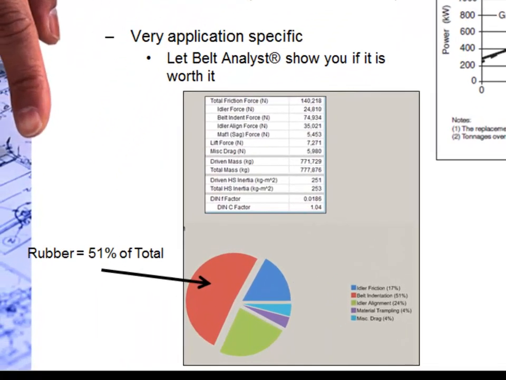But you can use Belt Analyst to help you decide whether this is worthwhile or not. For instance, not all applications it is worthwhile. If you're on an inclined, high lift belt, where most of your power is in lift, changing the rubber indentation properties may have very little effect on the overall power requirements. Whereas for a very flat, long distance belt, it may have a very significant influence on the total power. Let Belt Analyst show you. You can go to the power calculations and look at the pie chart and see exactly what percentage of the power is in rubber resistance, and you can also switch back and forth with different rubbers and see exactly what effect that has on the overall system design.